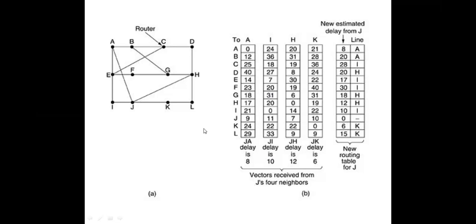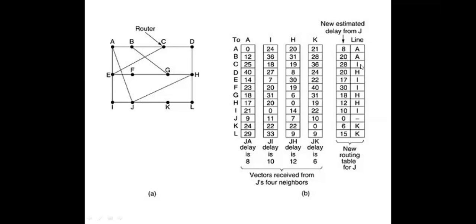28 is smaller. And then H. J to H is 12, and then H to C is 19. 19 plus 12 is 31. Okay. And then J to K. J to K is 6. K to C is 36. 36 plus 6 is 42. So among all of these, H is not the best path to reach C.